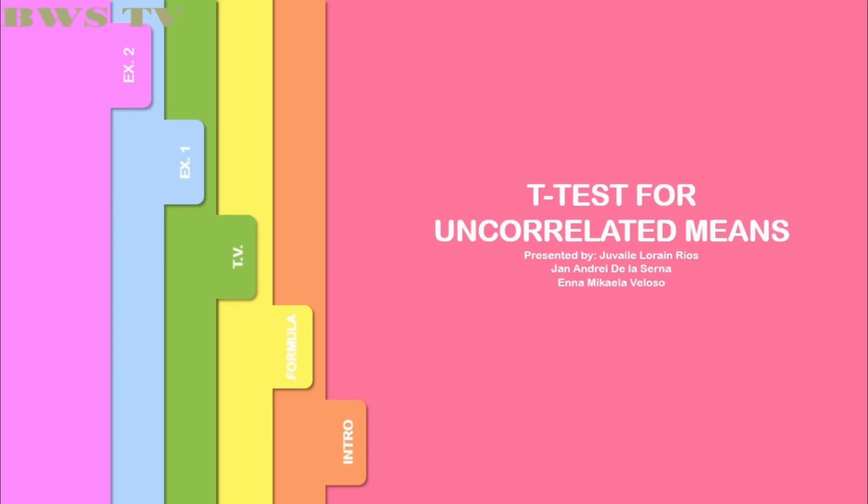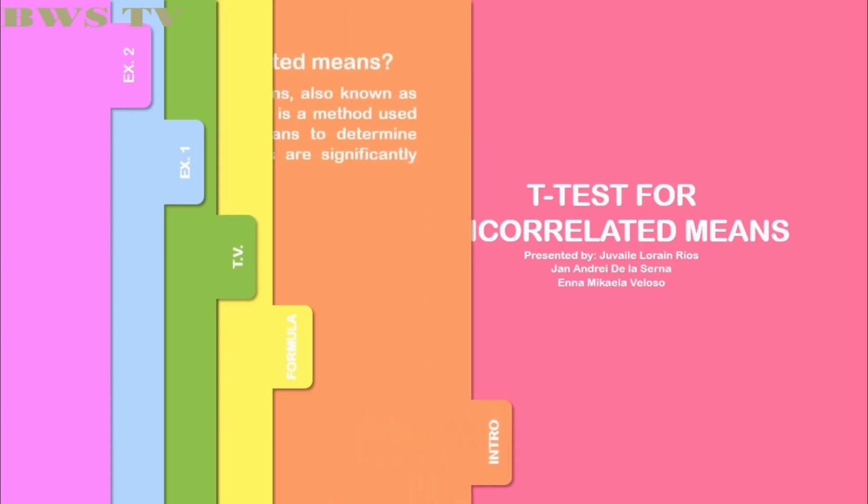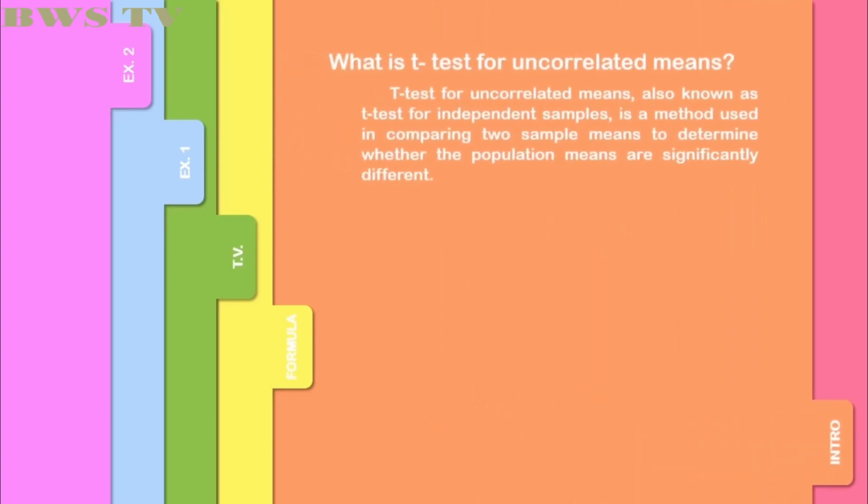the t-test for uncorrelated means. First, let us know what is t-test for uncorrelated means. T-test for uncorrelated means, also known as t-test for independent samples, is a method used in comparing two sample means to determine whether the population means are significantly different. This method is used to test if there is any significant difference between two unrelated but similar variables.